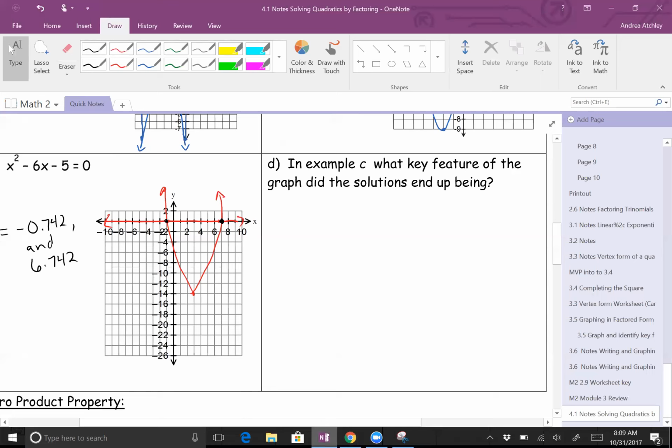When we graphed, what do we need to find first? The vertex, okay? What's something else we found? Yep. The x-intercepts. What's something else, yeah? The y-intercepts, okay? So we found all those things. Okay, what are these in reference to those things? Our x-intercepts, okay? What key feature of the graph do the solutions end up being? The x-intercepts.